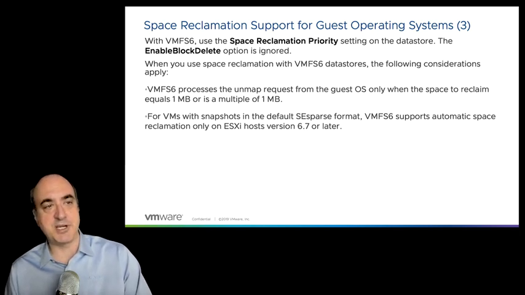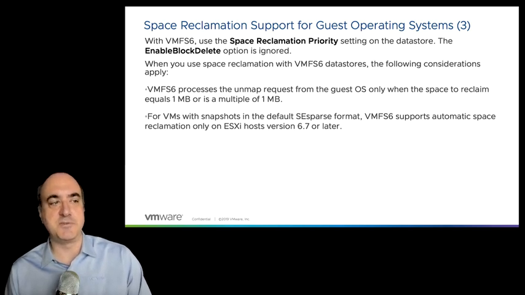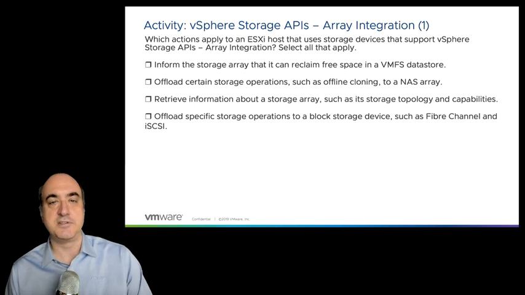Also, for VMs with snapshots in the default space efficient format, VMFS supports automatic space reclamation on hosts with vSphere 6.7 and later. So that's pretty cool too, that if the file is being shrunk down because it's an SE sparse format file, it can also get reclaimed at the lower levels. So that pretty much sums up our API for array integration.